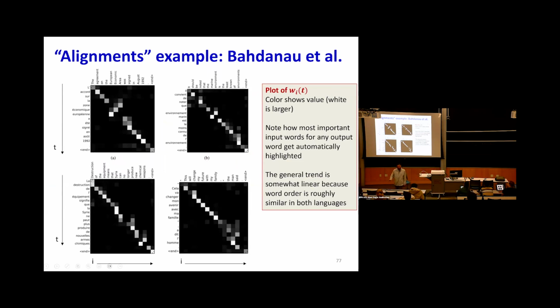And the figure here shows, so the input is in English, which is shown on top. It's being translated to French, which is being shown on the side. And each row shows the set of attention weights that was used to compute the word that's being shown on the left. So here, for example, the English sentence is: The agreement on the European Economic Area was signed in August 1992, period, end of sentence marker.